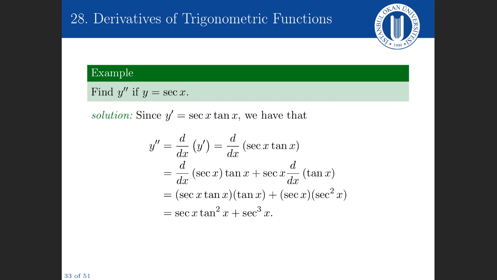We use the product rule. The derivative of sec multiplied by tan plus sec multiplied by the derivative of tan. Put the formula in. The derivative of sec is sec tan, and the derivative of tan is sec squared. We end up with the answer sec x tan squared x plus sec cubed x.